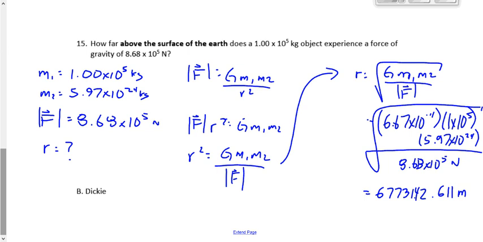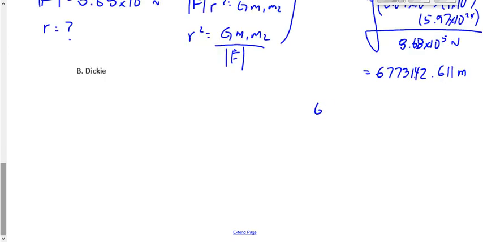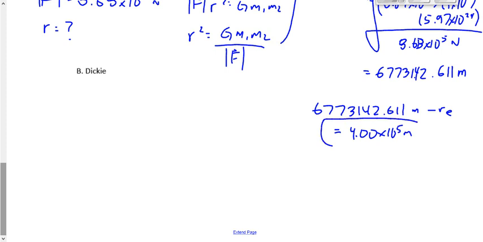So let's say my answer here is 6773142.611 minus the Earth's radius. And when we do that, we get 4.00 times 10 to the 5 meters above the surface of the Earth.